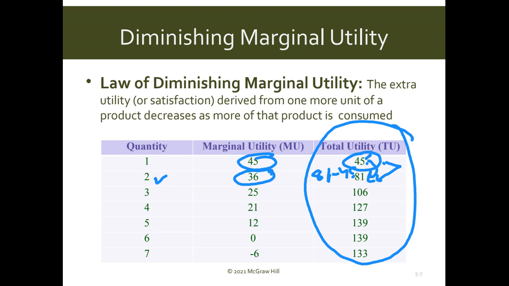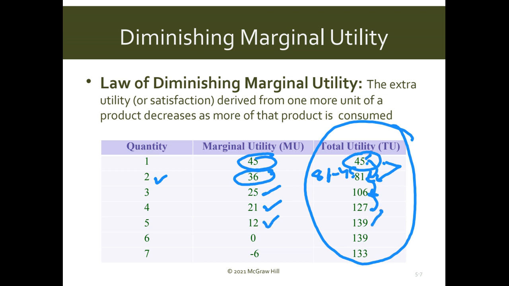Similarly, the increase from 81 to 106 is 25. From 106 to 126, the increase is 21. So total utility is indeed increasing, but at a decreasing rate. Decreasing rate means that every time total utility increases, but with a smaller number. You can see 45, 36, 25, 21, and then from 127 to 139 is 12. Notice there's no change in total utility.